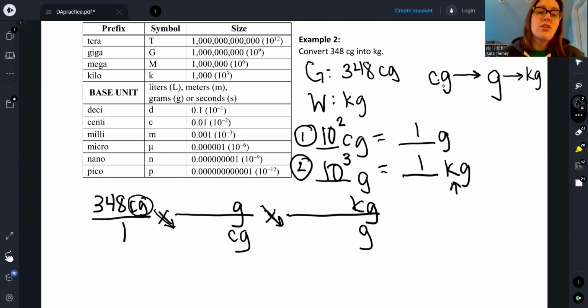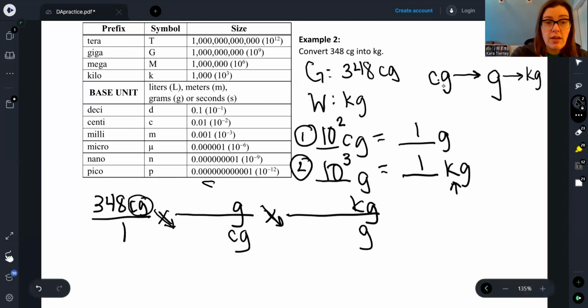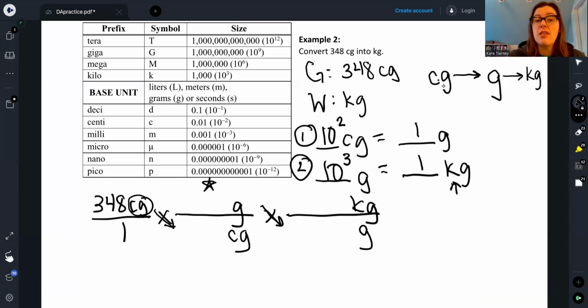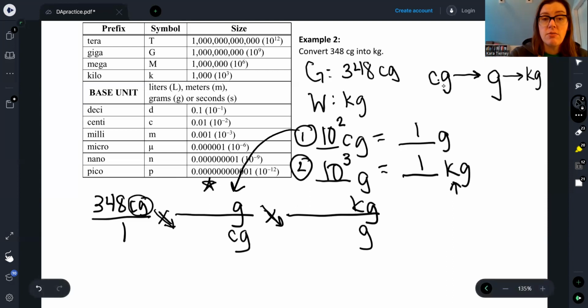have. To fill in the numbers for these fractions, I'm going to look at one at a time. So let's concentrate on this first empty fraction. I see that I have grams on top and centigrams on the bottom. So I'm going to find the fraction that has those 2 units represented. That's our first equation, centigrams and grams. So that's what we're going to use for this fraction.